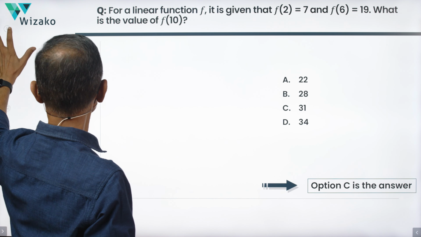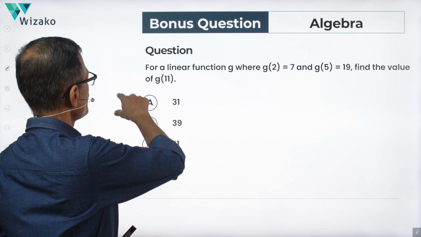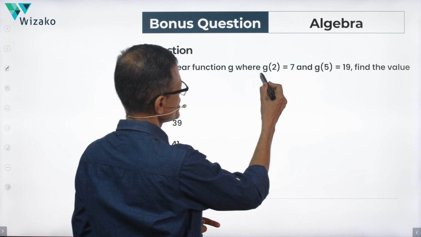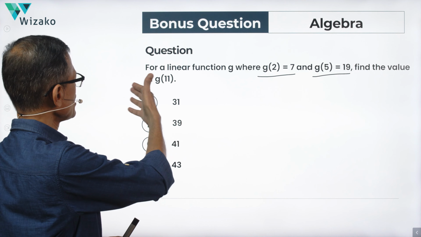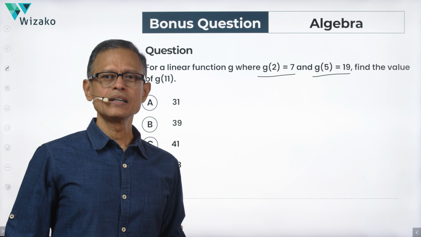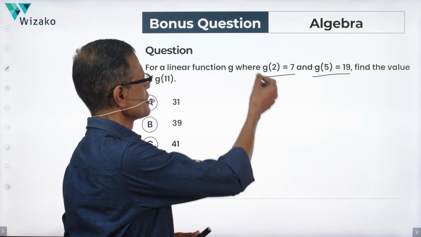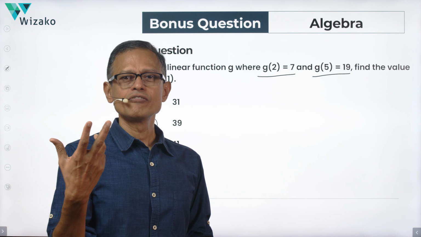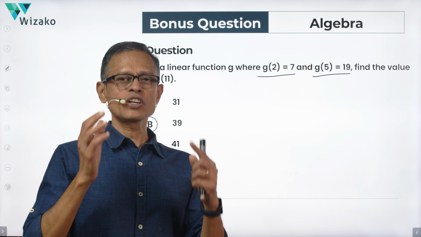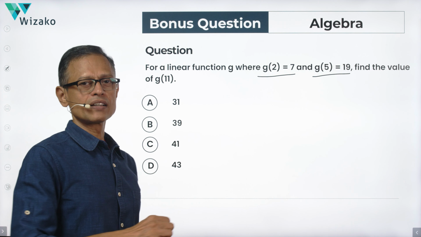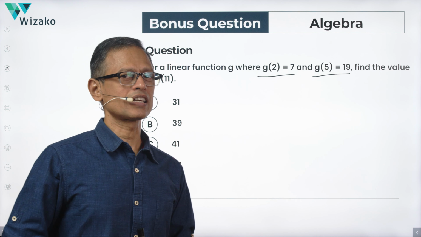Here is your bonus question. This is very similar to this. For a linear function g, where g of 2 is equal to 7 and g of 5 is equal to 19, find the value of g of 11. Go through the same process. Get the coordinates of the 2 points. Find the slope, and then find the value of the y-intercept b. Once you have the function, substitute x is equal to 11, compute the answer, and post your answer in the comment section of this video.